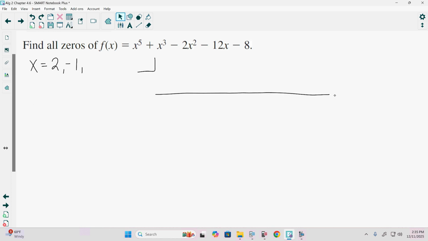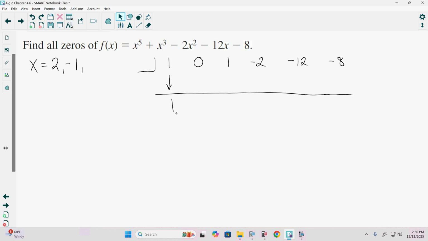Now we do need to set the synthetic division up. Across the top, we're going to put our coefficients. We'll put the numbers in front of our variables. Now we will have 1 for x to the 5th. But since we do not have an x to the 4th term, we're going to have to fill it in as 0. Our x to the 3rd term would be 1. X squared is -2. X is -12. And our constant term is -8.